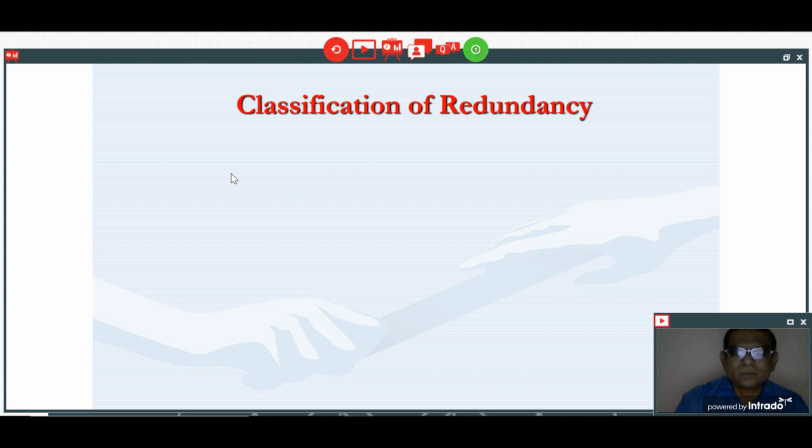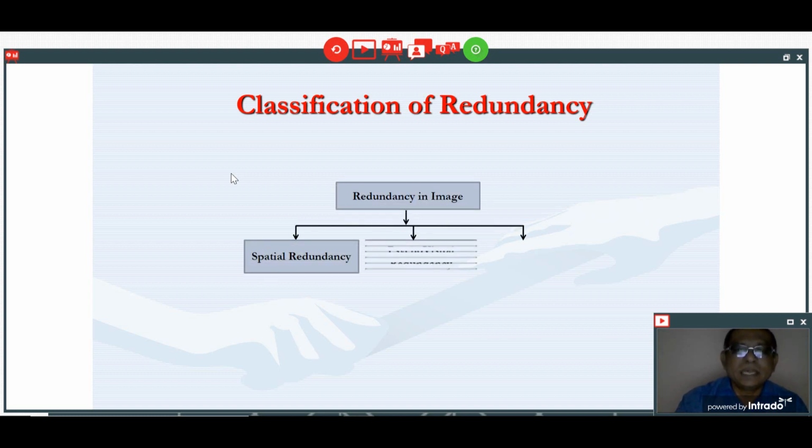Here, how can we classify the redundant data in images? The different types of redundancy in digital images are three types. One is spatial redundancy, another one is psychovisual redundancy, and the last one is coding redundancy. Spatial redundancy means the redundancy between two successive pixels, interpixel redundancy. It is the other name for spatial redundancy. The meaning is that successive pixels in an image are almost alike. How to minimize that redundancy? It is done through transform.